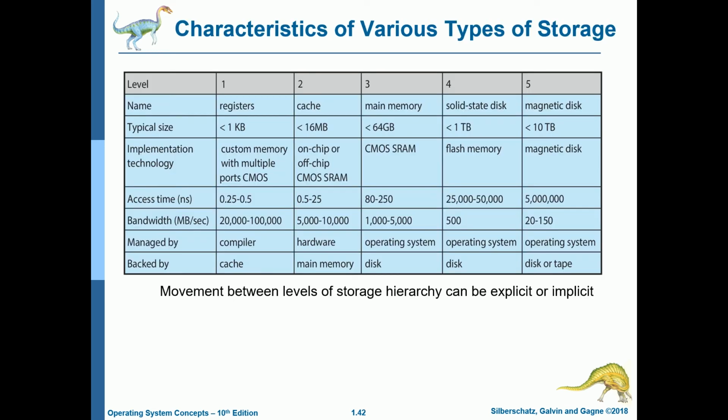Now looking at this, we can see the different types of memory, their typical sizes, and how fast they are. So as you can see right here, your registers are absolutely the fastest when it comes to access time. Then your cache is at the next level, then your main memory, you can see this is getting slower, then a solid state disk, which is very slow compared to this, and then a magnetic disk, which is very slow compared to everything else.